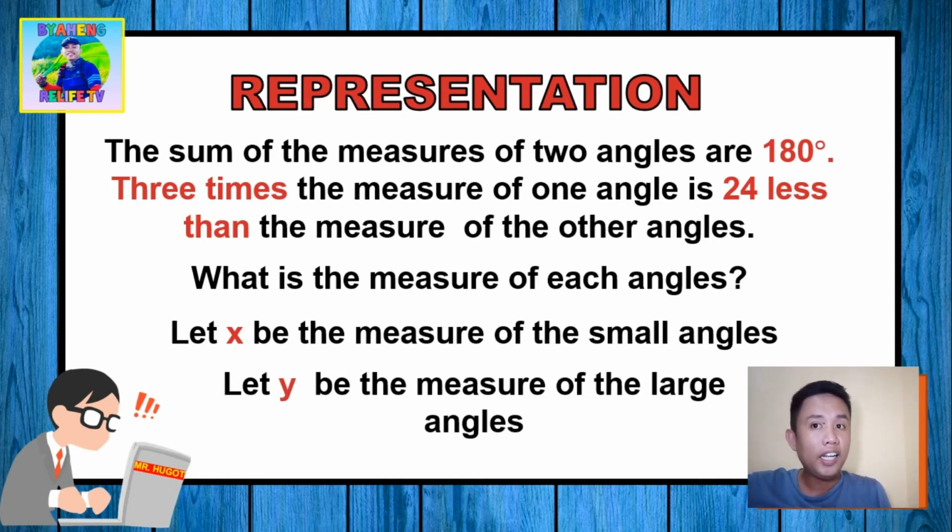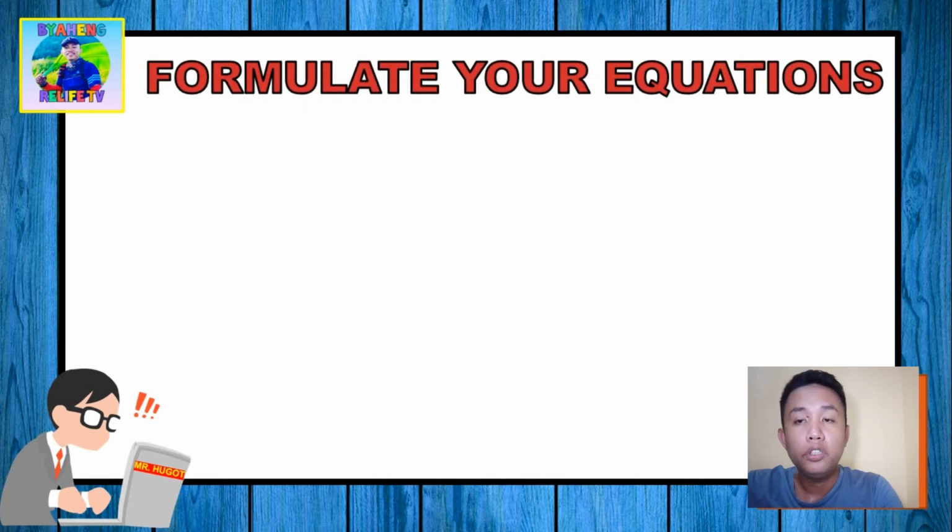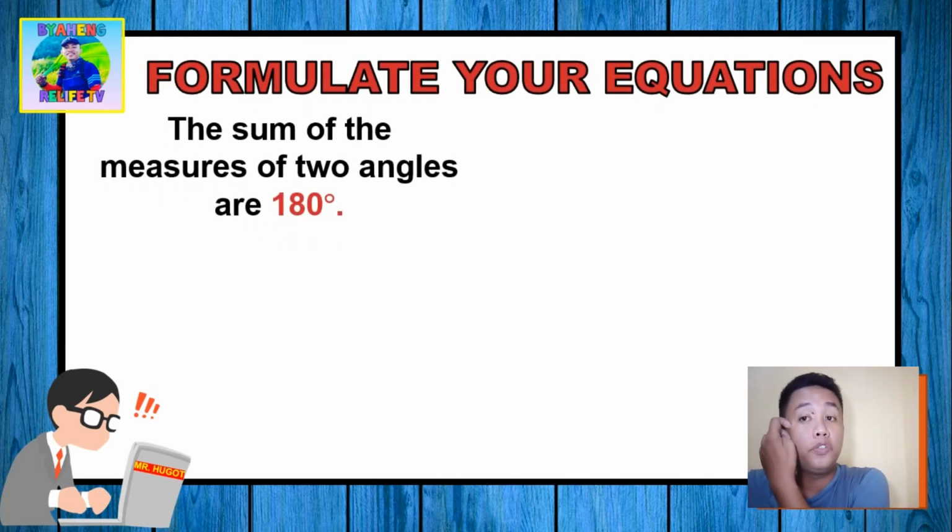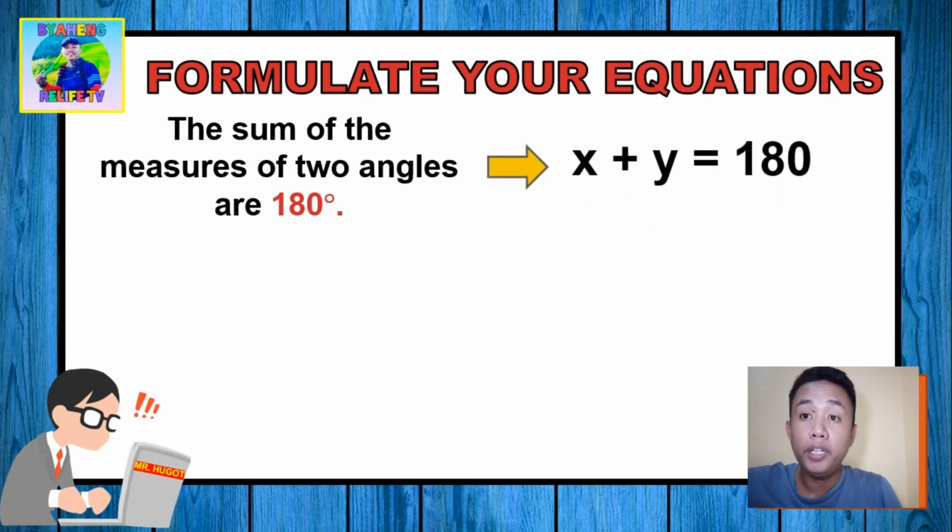So, ngayon, tingnan natin kung tatama yan. Meron tayong x at y para sa ating first angle, which is our x, at y naman para sa second angle natin. So, we're done with our first process, representation. So, let's move with formulating our equation. I hope nakakahabol kayo. First statement natin, x plus y equals to 180. Tama. First angle plus second angle, 180.